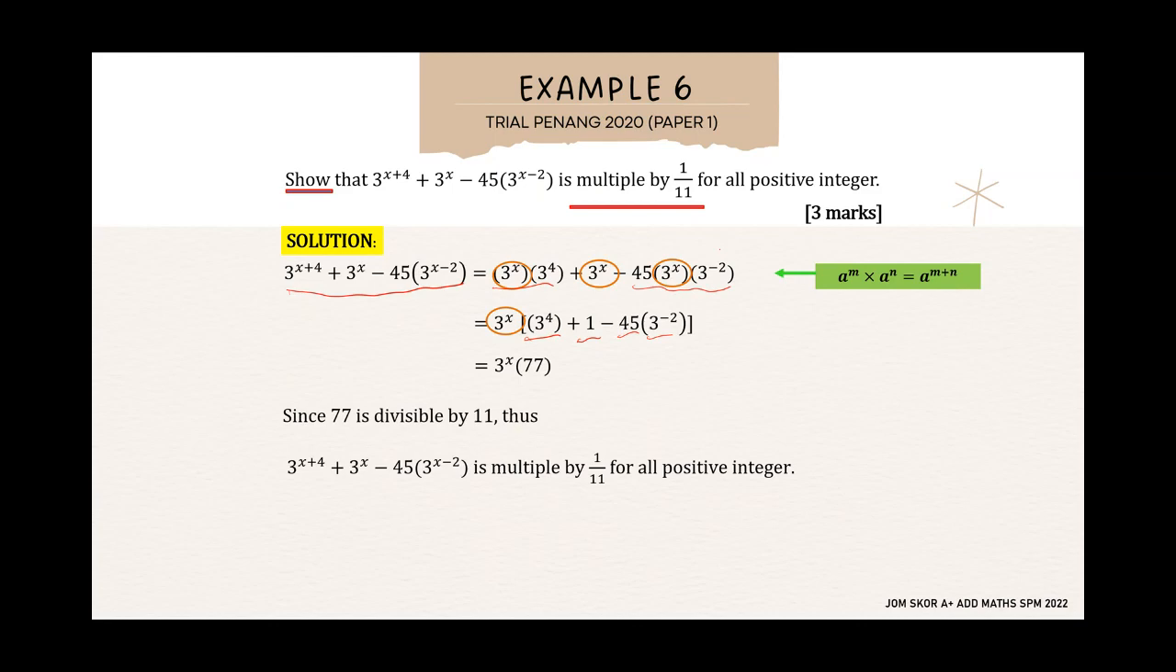So since 77 is divisible by 11, macam mana teacher tahu dia divisible by 11? Apa yang dimaksudkan dengan divisible by 11? Boleh dibahagi dengan 11. Bila boleh dibahagi dengan 11, itu maksudnya 77 bahagi dengan 11, we don't have any remainder. Tidak ada baki. Itu maksudnya boleh dibahagi. So since 77 is divisible by 11, the expression di atas ini is multiple by 1/11 for all values.